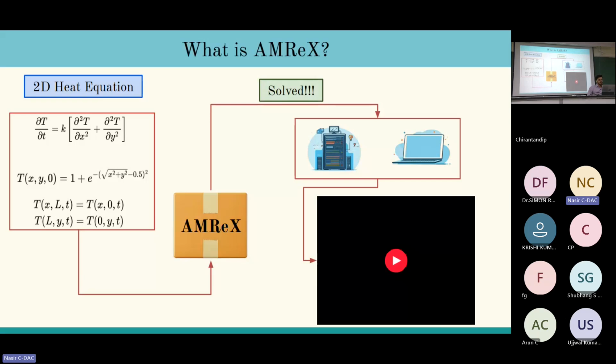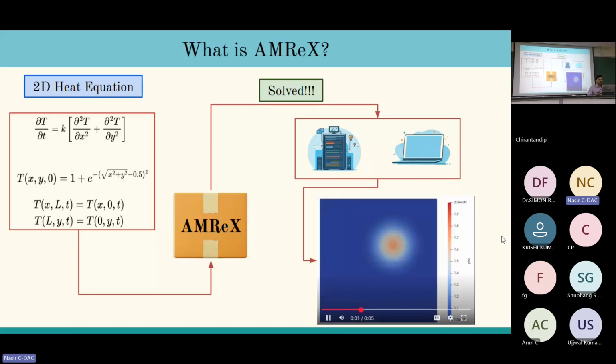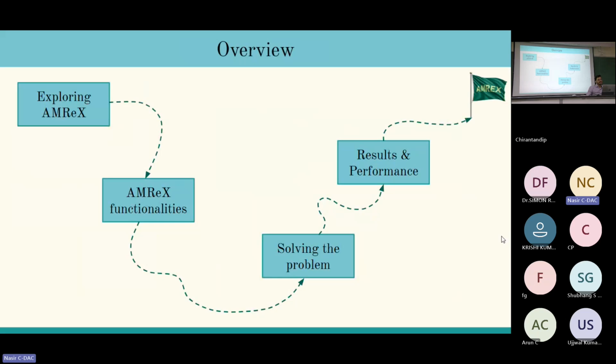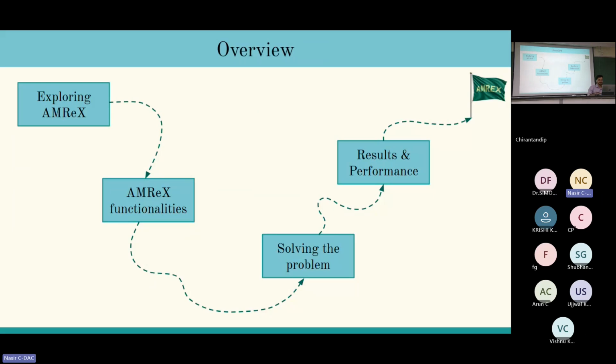We have solved the problem, but now we have to understand what is there in AMReX so that we can easily use it, right? Don't worry, I won't dive into much theory or details of AMReX, but we'll just try to understand the flow of the code, and we'll see how we can use AMReX to our benefit. To begin with the overview, we'll first explore what is AMReX. Then we'll look at a few functionalities that make it very different. Then we'll see the problem that we are solving, followed by the results and the performances that we have generated using it.